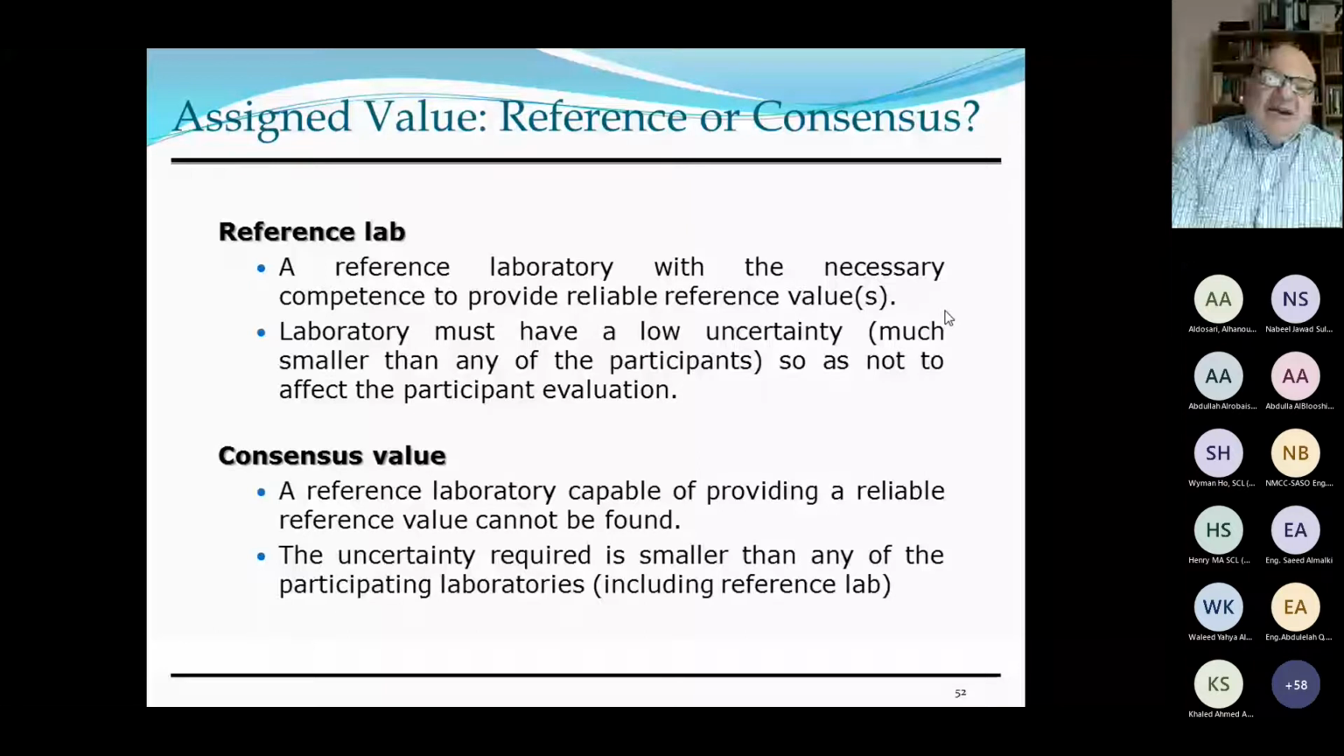A consensus value might be chosen when a reference laboratory capable of providing a reliable reference value cannot be found, or when the uncertainty that's required is smaller than that of any of the participating laboratories. And the reason why this is so has to do with the statistics, and I won't go into the details right now.